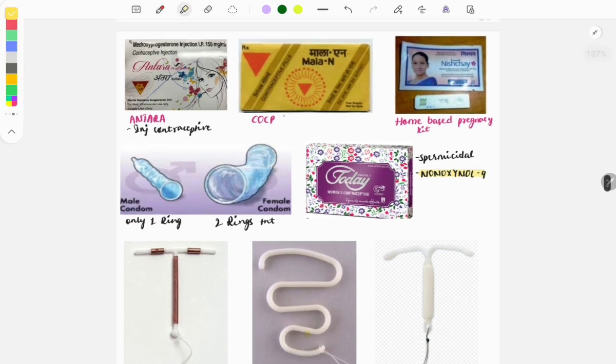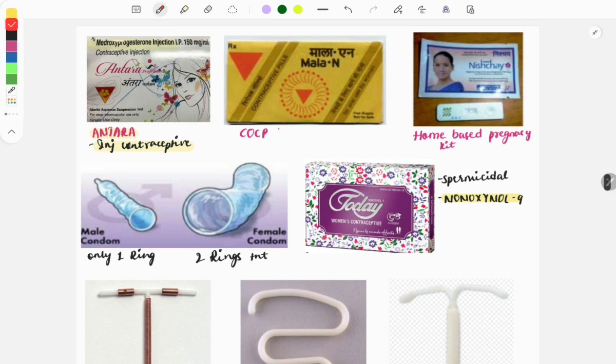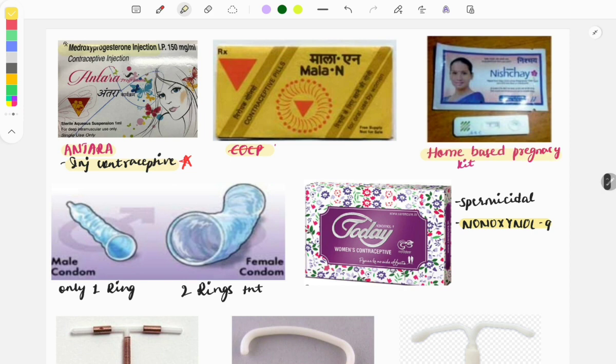So the first image is of the Antara, and the contraceptive in this is medroxyprogesterone, an injectable contraceptive. This is a one-liner asked: the Antara is which type of contraception. So an image was given and a question was asked which type of contraception it is. Then the next, another very important image, is Mala N, and it is a combined oral contraceptive pill. Then Nikshay, it is a home-based pregnancy kit.